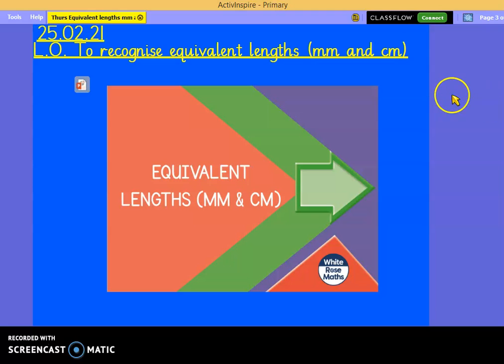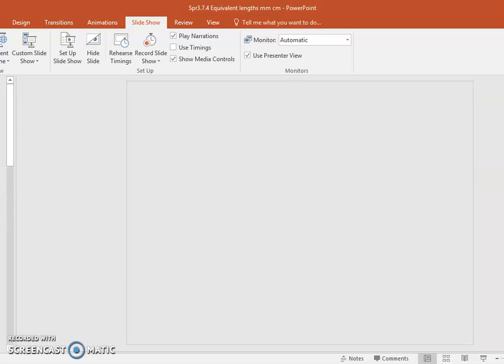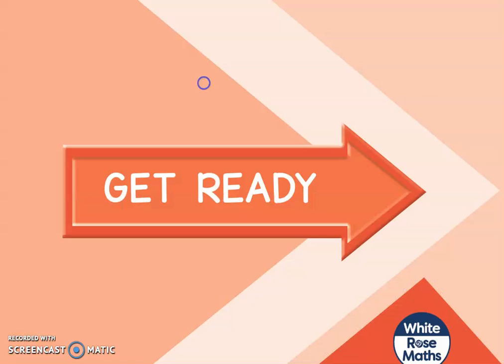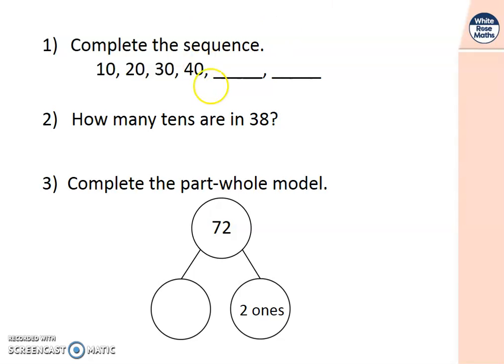Let's move into today's learning. So today we're going to learn equivalent lengths in millimetres and centimetres. Remember, equivalent means equal to or the same as. Let's get ready. Have a go along with me. Number 1, complete this sequence. 10, 20, 30, 40. What's next? 50, 60. Well done. We've been counting in tens.